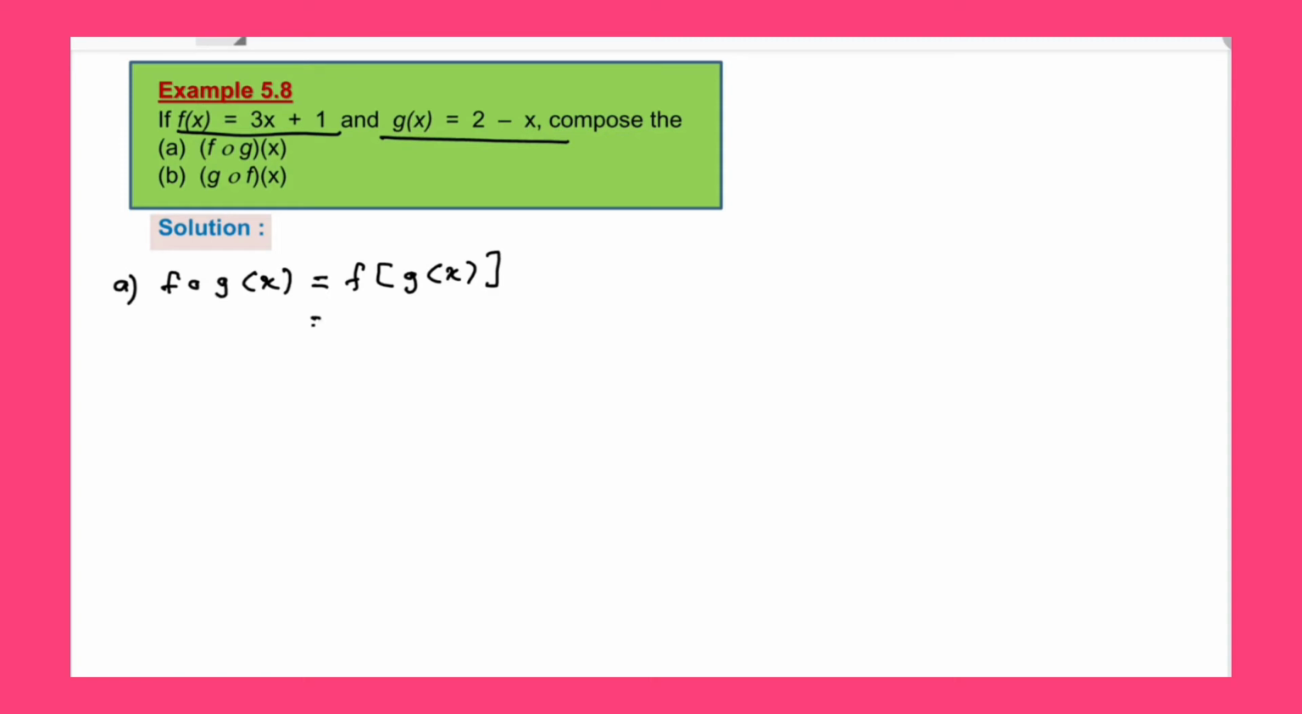Next step is we substitute the g function, where g(x) equals 2 minus x. We use 2 minus x as input for function f, so we should have 3(2 minus x) plus 1. Next step, we simplify: 6 minus 3x plus 1. Then we simplify this as 7 minus 3x. Done, question a.